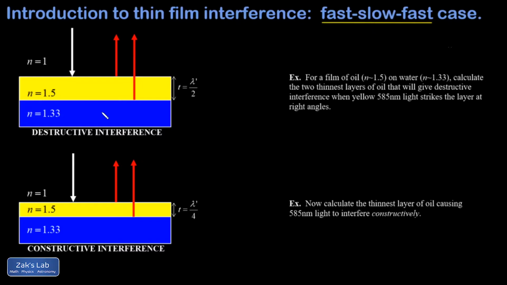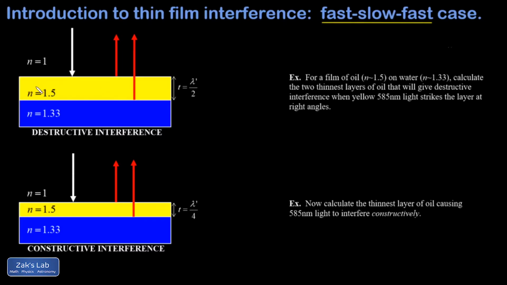So the classic example of a fast to slow to fast thin film situation is a thin layer of oil floating on water. So we've all seen this if it hasn't rained for a while. If you look at the puddles in a parking lot, you'll see thin film interference happening from motor oil floating on the surface of those puddles. So that's what's set up in this diagram.